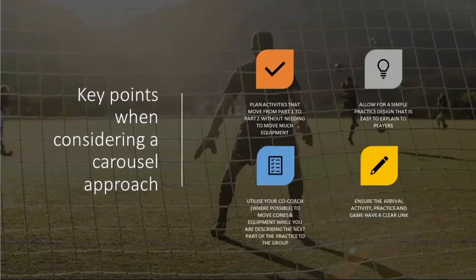And then the last one here is about ensuring that arrival activity, practice and game, so everything you do in training, has a really clear link to it. And that's crucial, because if you're doing different parts of your practice which have really different outcomes, then it's probably a bit confusing for the kids. And they'll come away from practice not really knowing what they've got better at tonight, which maybe sometimes is okay, but having clarity, so there's a golden thread, if you like, that runs from the start to the end of your practice is really important.